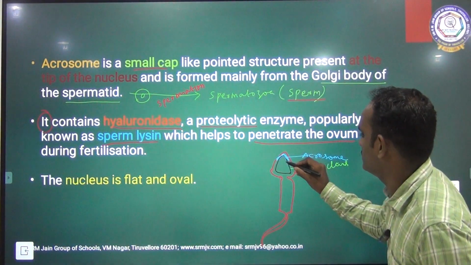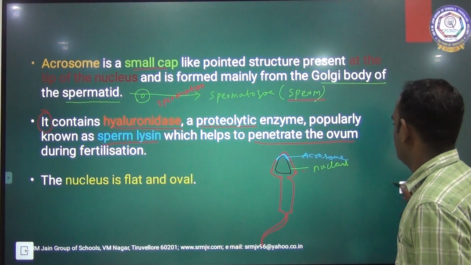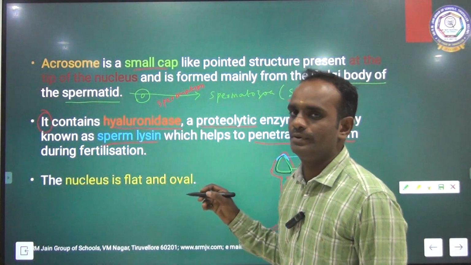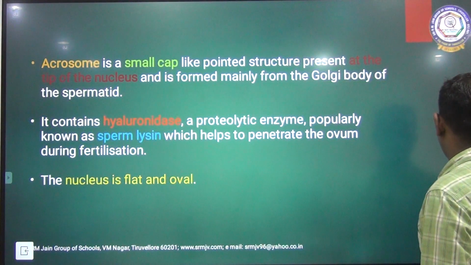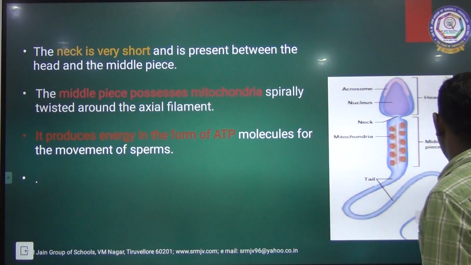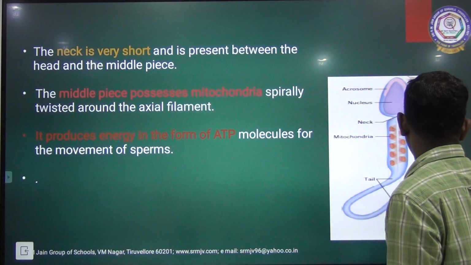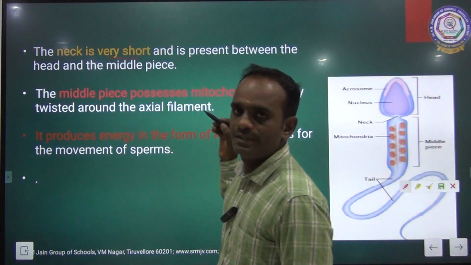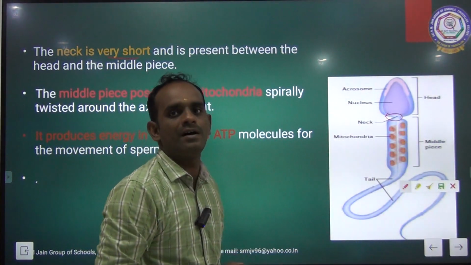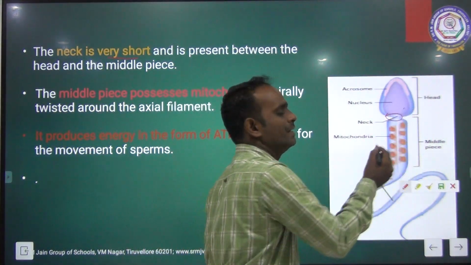See the structure of the nucleus, how it is. It is very flat, no? This is the flat structure of the nucleus, flat and oval in shape. The neck is very short. See the structure here. This is the neck portion. It is very short. The neck connects the head with the middle piece.